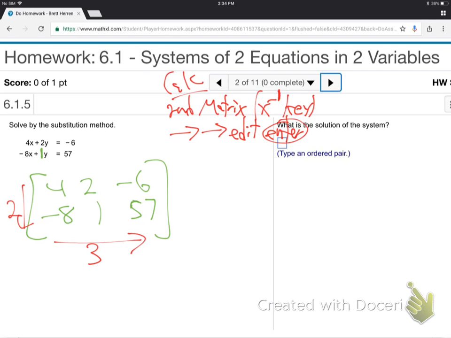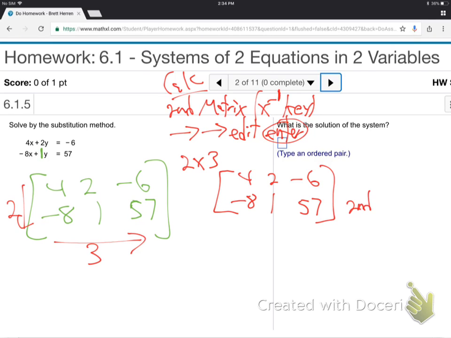It's the opposite of graphing. You know how graphing, we just go across first, then we go up or down. It's the opposite. Matrices go down first. It's a 2 by 3. So you've got to tell the calculator, I'm doing a 2 by 3 matrix, and then you've got to actually enter the matrix. 4, 2, negative 6, negative 8, 1, 57.